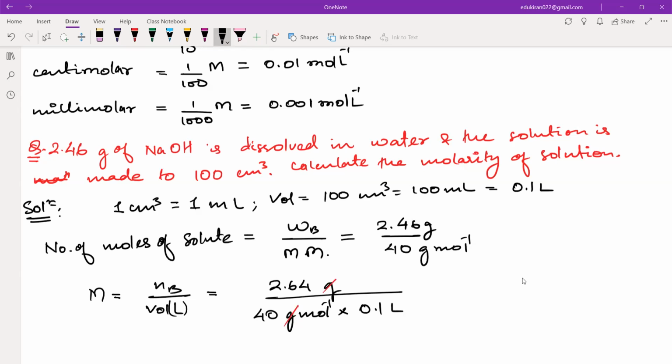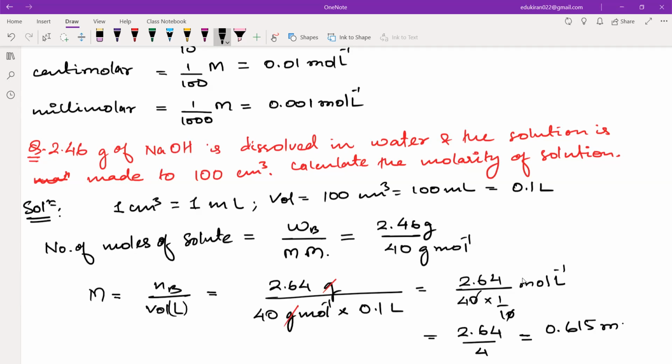Okay. And you will get this as 2.46 divided by, so 40, 0.1 I can write as 40 into 1 by 10. So this and this can get cancelled. And mole inverse will go above, it will become mole. And in the denominator, we have liter. So this will be liter inverse. Now, please, you can calculate this 2.46 divided by 4. So this will be somewhere around 0.615, if I remember it correctly, moles per liter.